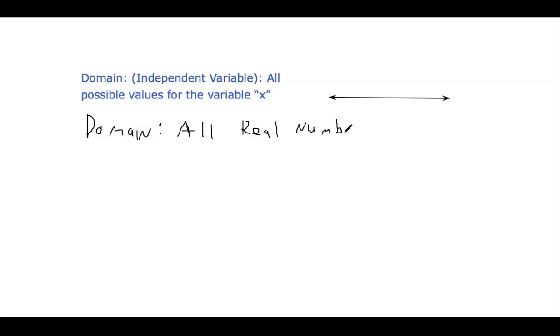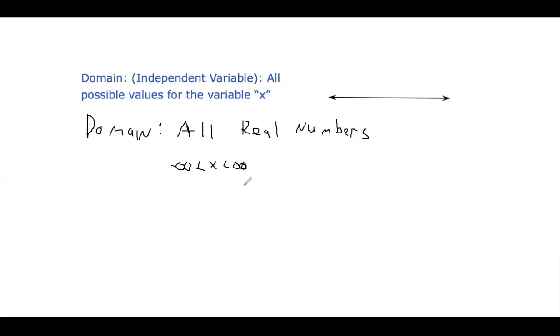Probably should just type that out, it would have been a lot easier and quicker and neater. All real numbers, right? Because a line goes left and right forever. So there are infinite x values, which means I can also write it as negative infinity is less than x is less than positive infinity. Those are horrible infinity signs, right? Because that also says all real numbers.